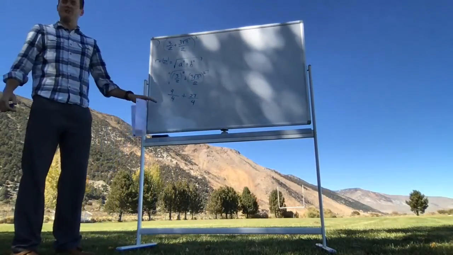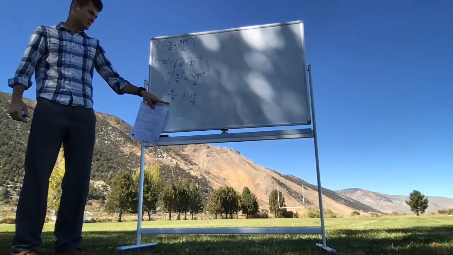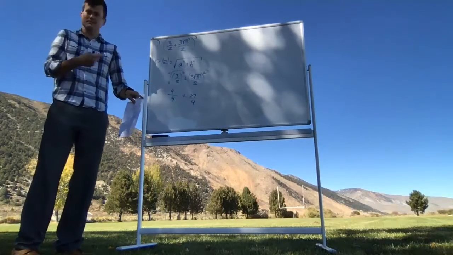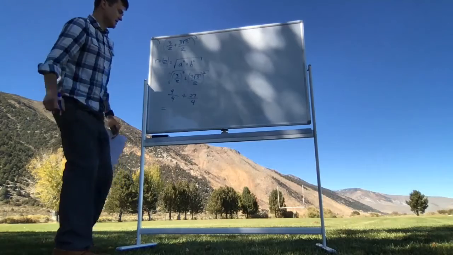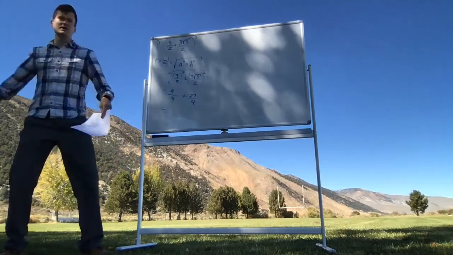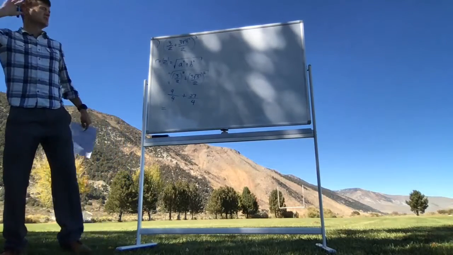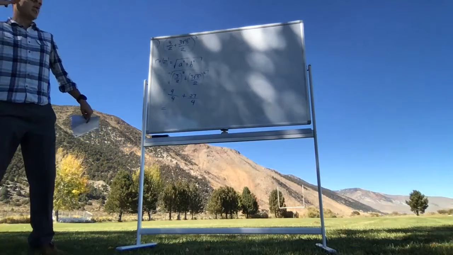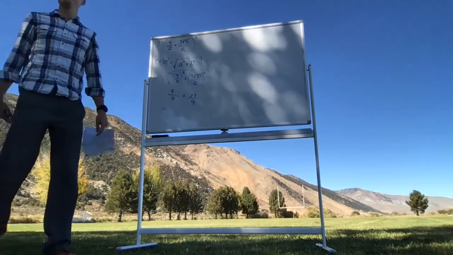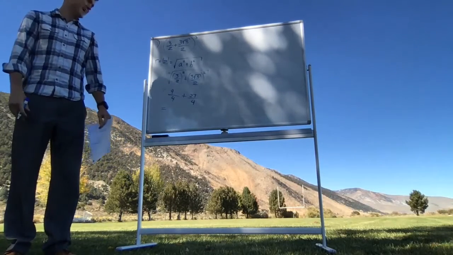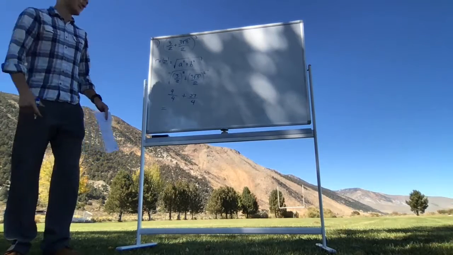All right, then I add them. They have like denominators. The denominator in both of them is 4, so I can add them. I don't have to do anything else. 9 plus 27, someone will shout out. 9 plus 27. 36. There it is, 36.